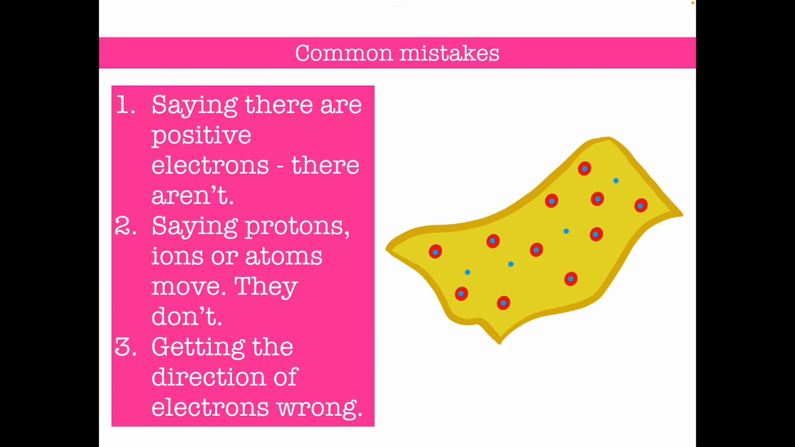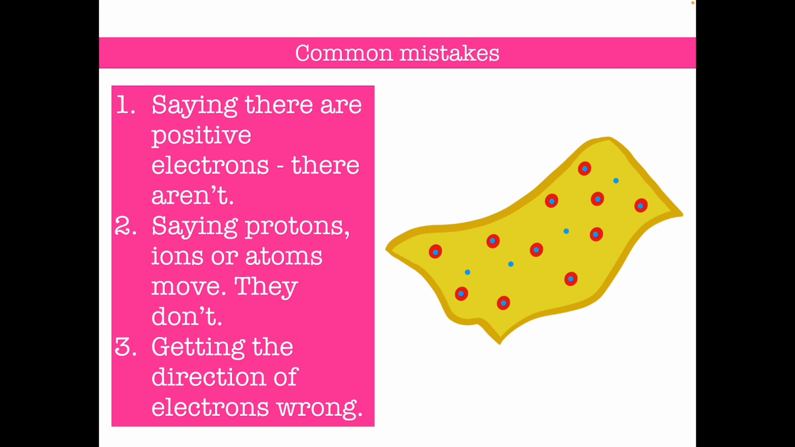Common mistakes that I see people making. Some people will say that there are positive electrons. There aren't, okay? There's no such thing as a positive electron. The second mistake I see people making is saying that protons, ions or atoms move. They don't. It's only ever the electrons that move. The other thing people do is get the direction of the electrons wrong. Electrons always move onto the negative material and off the positive material.